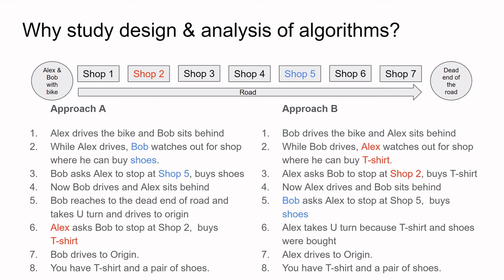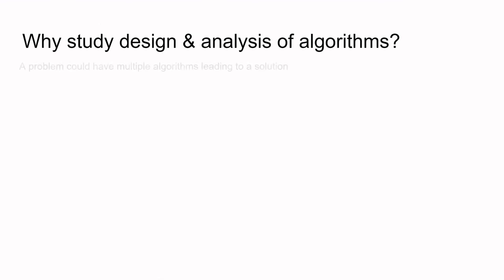So both approaches lead to the solution, but one approach here is better than the other one. If you think about it, approach B is better than approach A because in approach B you end up saving fuel, which you achieve by taking the U-turn at shop 5. So you unnecessarily do not visit shop 6 and 7. So the whole point of discussing this is that a problem could have multiple algorithms leading to a solution.